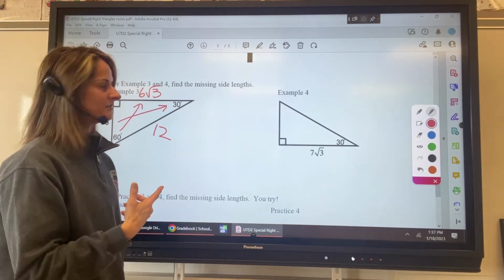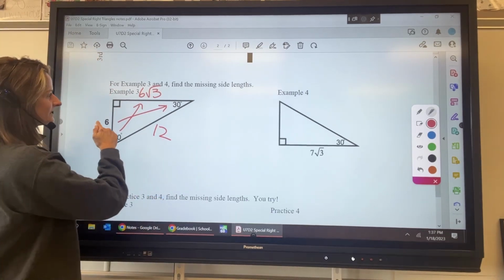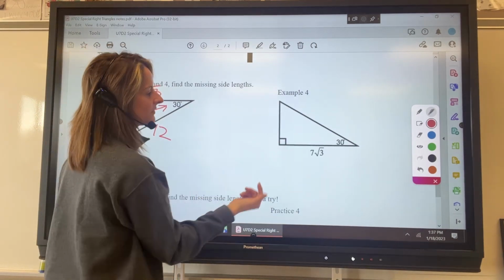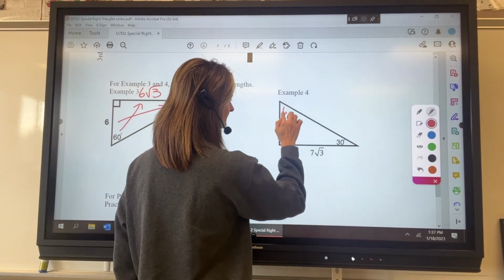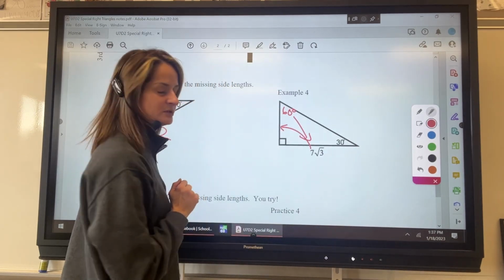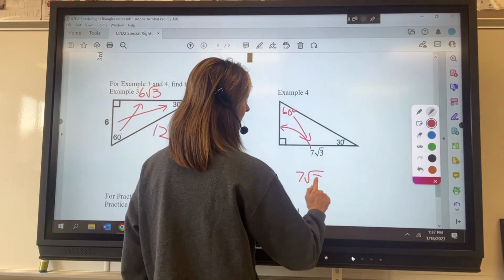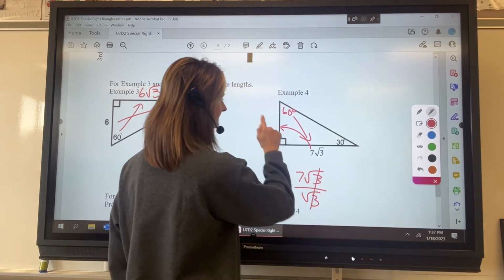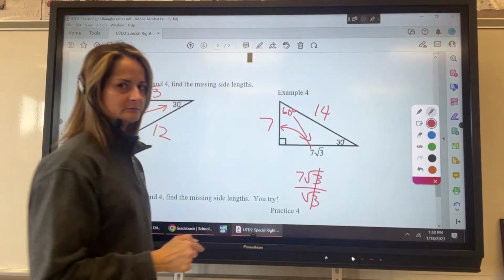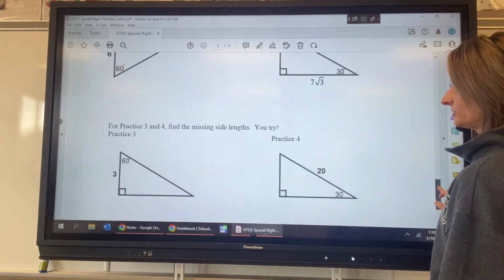Sometimes they give you either the hypotenuse or the long side and you have to work backwards. So we went from the short side to the long side, we multiplied by the square root of 3. Here in this example 4, they've given us the long side because we know it's across from the 60 degrees. So that's the long side. We are going to get the short side. We are going to have to divide by the square root of 3. So if I take 7 root 3 and divide by the square root of 3, I'm going to just get 7, and then 7 times 2 will give me the hypotenuse, which is 14. And I'm going quickly, and you might have to rewind this to take a look at it. I think I'm almost finished.